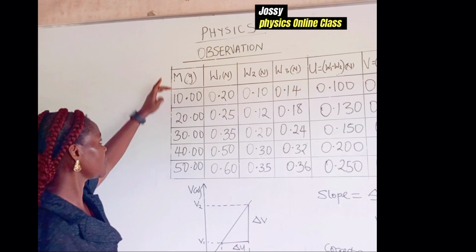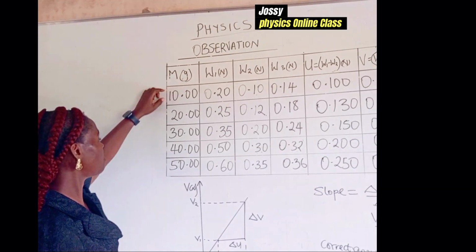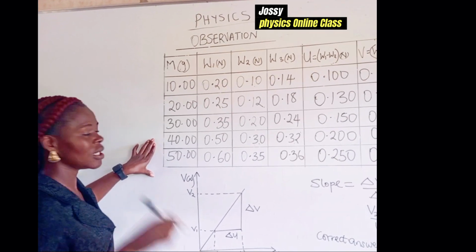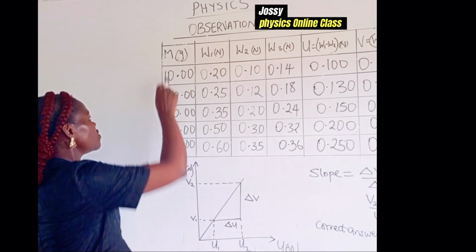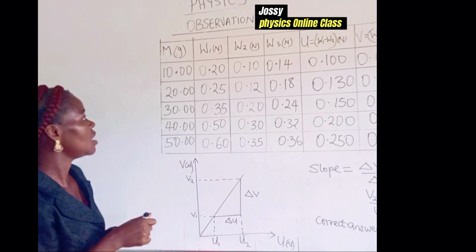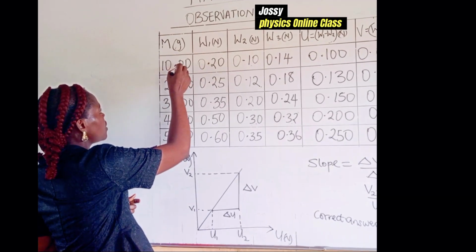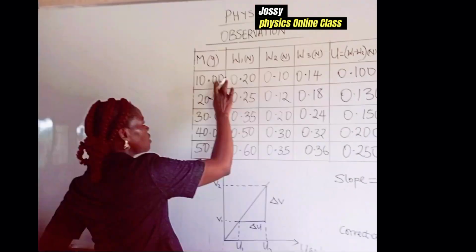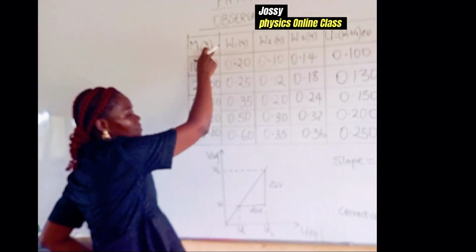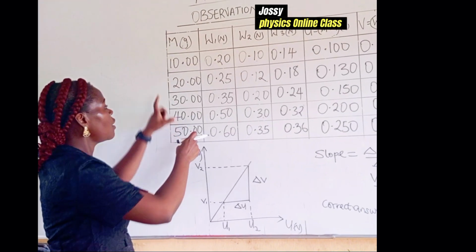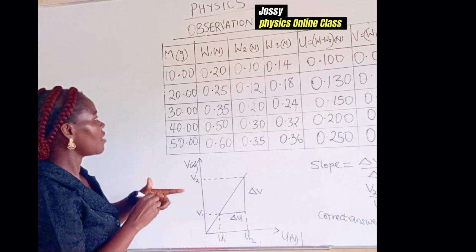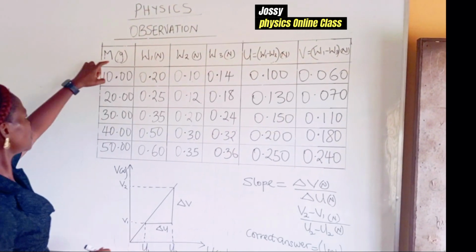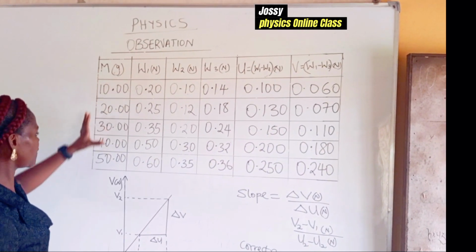For example, we are given a set of masses which ranges from 10, 20, 30, 40, and 50. One thing you must not forget is the unit. Look at the unit, grams. A lot of you will come and put 10.00 grams. No, very, very wrong, because you are not supposed to do that. You already have grams here. These grams will go all in for all of them, and you must not forget it because it's the unit for the masses.